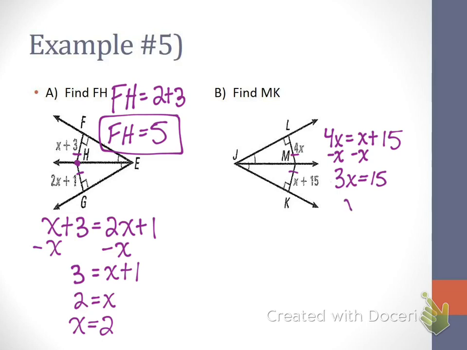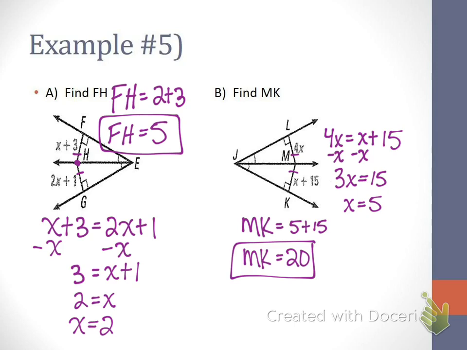Good. Last step. Divide to get x equals 5. Am I done? What do I need to do? Plug it in. They want MK. So that is 5 plus 15, which gives me 20. Of course, if you wanted to plug it into LM, you would get the same thing. Questions, concerns? Needing more time?